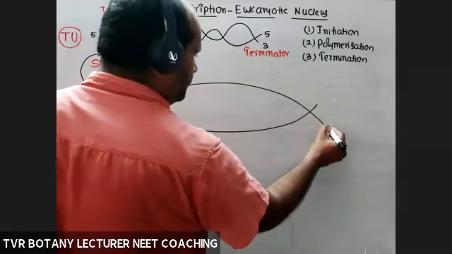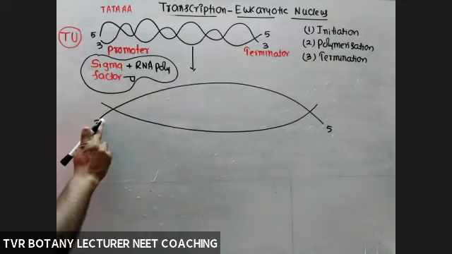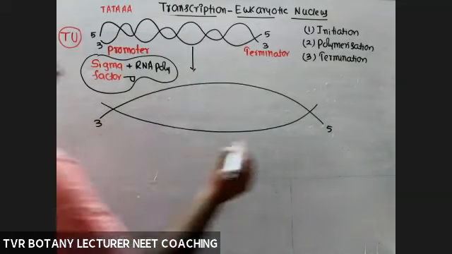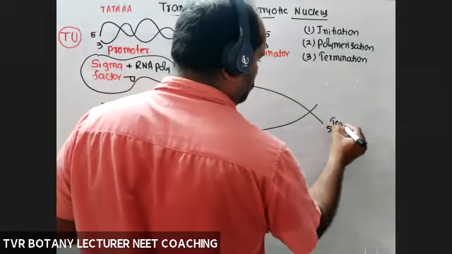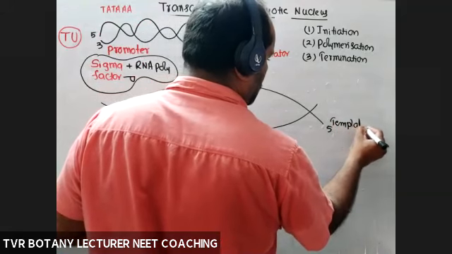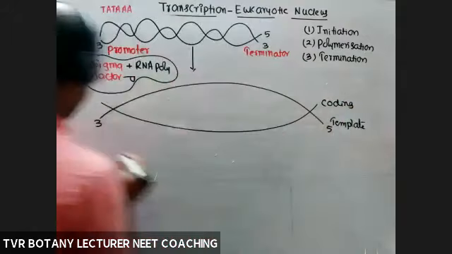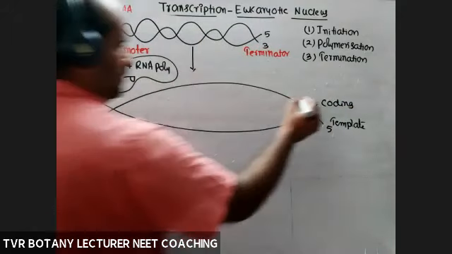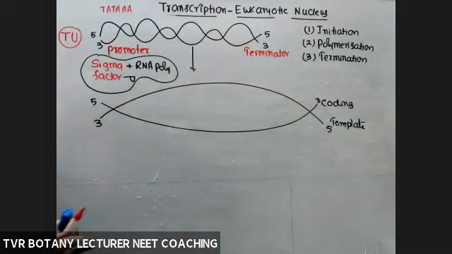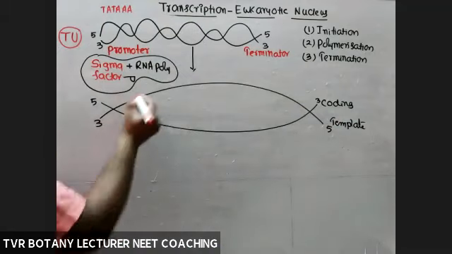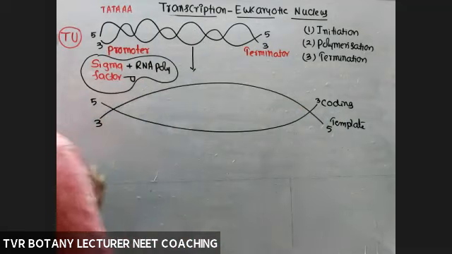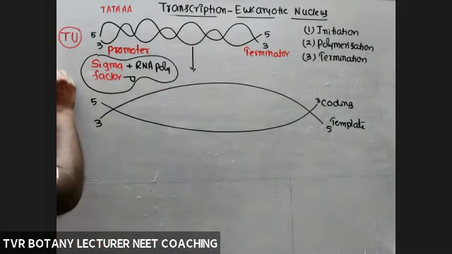3', 5'. So take this one as a template. Template. Coding strand. Template is also called the antisense strand. Coding strand, sense strand. Remember that one. So now RNA polymerase is here. Take a certain number of nucleotides.